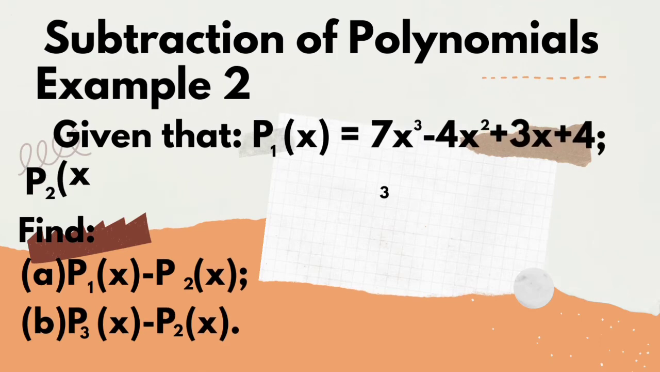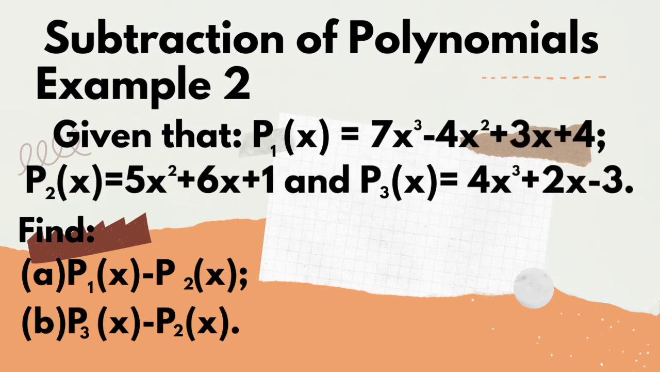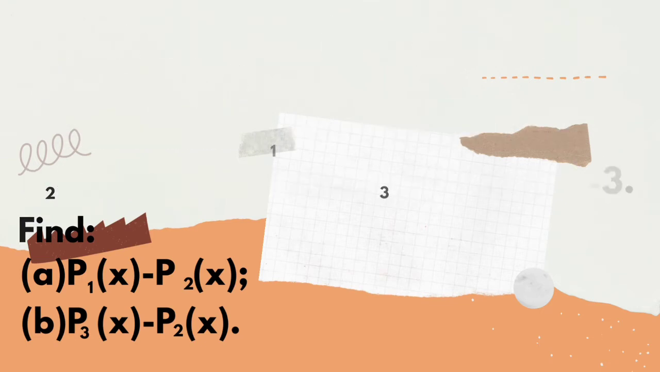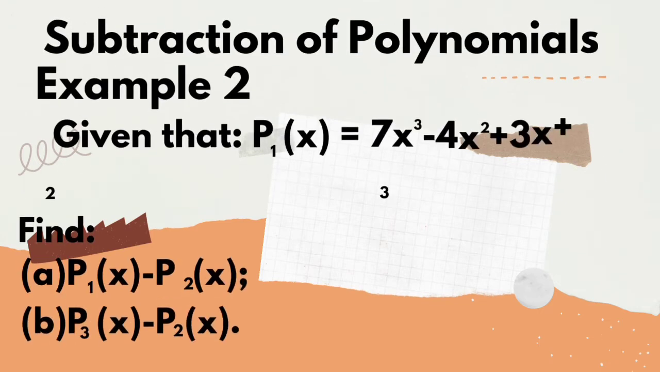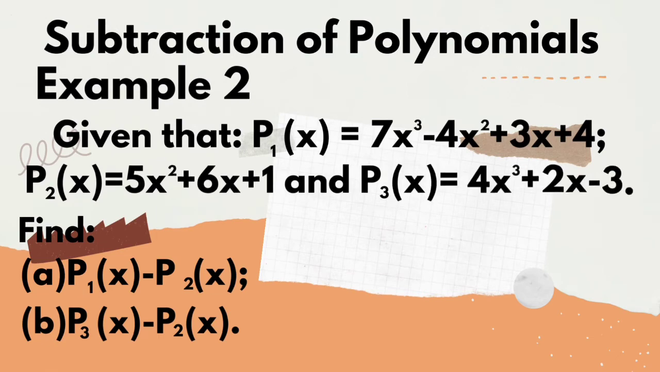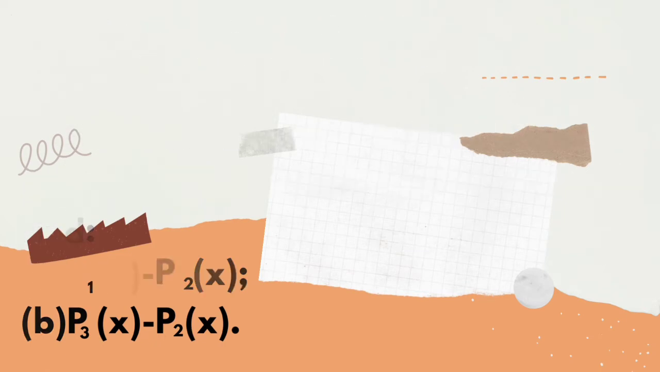Subtraction of polynomials. Example 2. Given that P1 of x is equal to 7x raised to power 3 minus 4x raised to power 2 plus 3x plus 4, and P2 of x is equal to 5x raised to power 2 plus 6x plus 1, and P3 of x is equal to 4x raised to power 2 plus 2x minus 3. Then find A, P1 of x minus P2 of x, and B, P3 of x minus P2 of x.